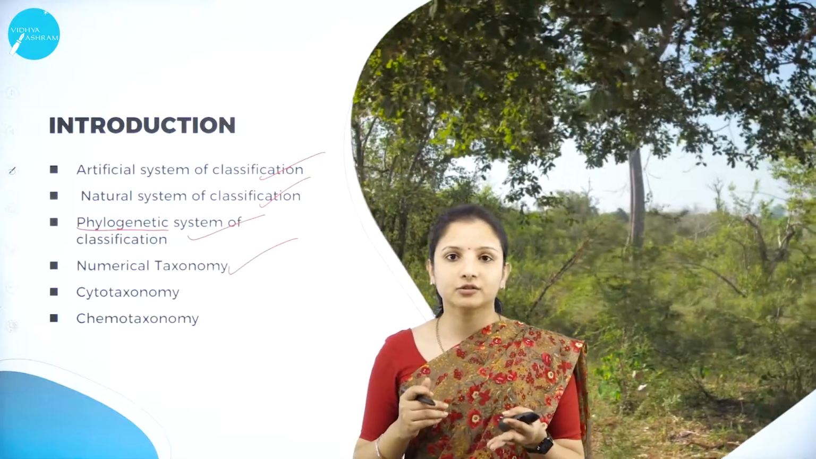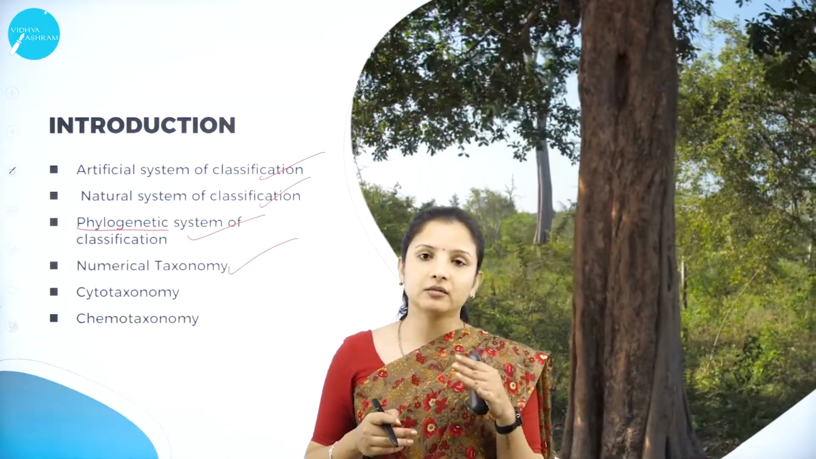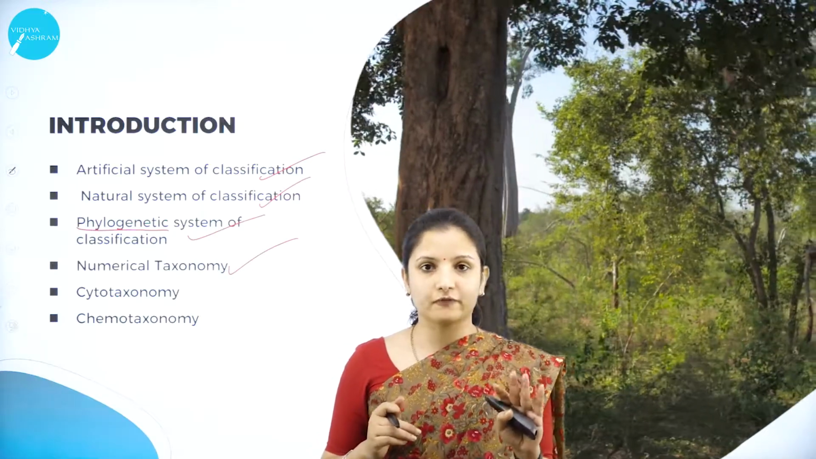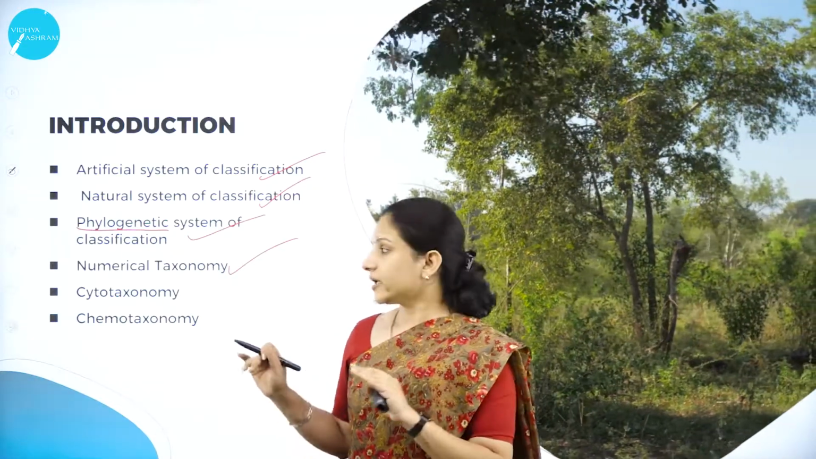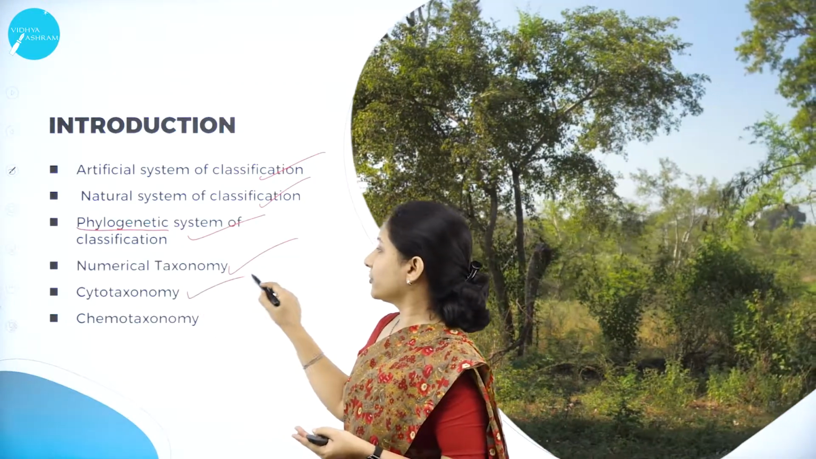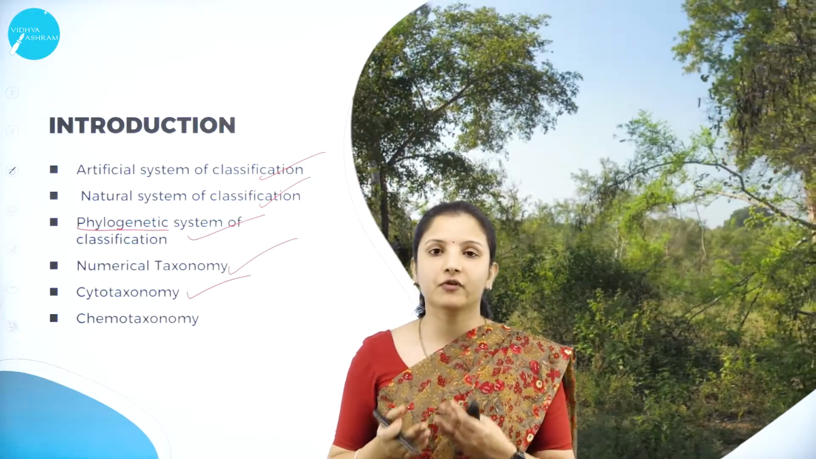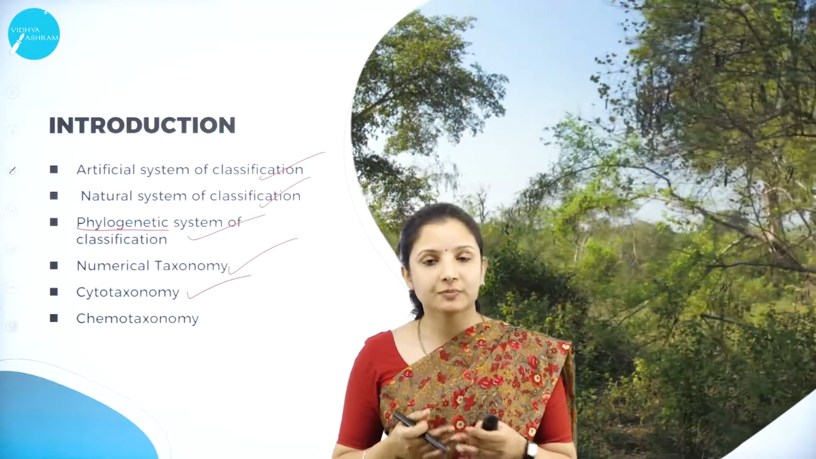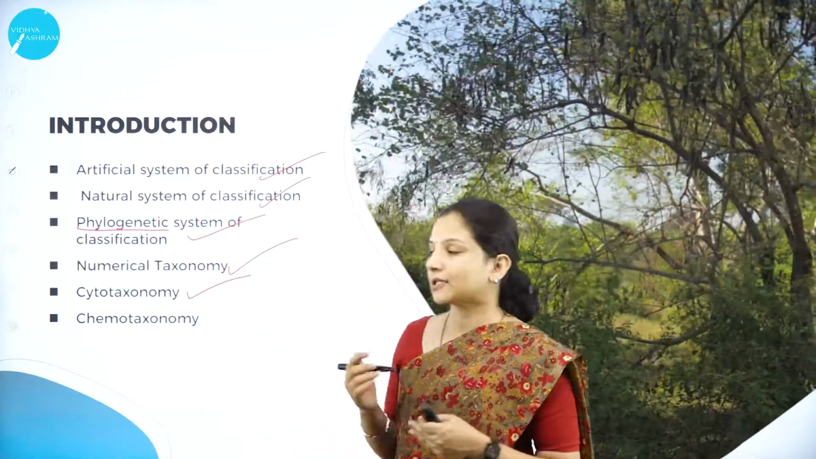Next is cytotaxonomy. Earlier I had told you the classification was done only based on the external morphology, how they look. Based on that it was divided. But nowadays even the cells are also observed. So cytotaxonomy involves the naming of an organism or the classification of an organism based on the shape, structure and the type of the cell. So that is nothing but cytotaxonomy.